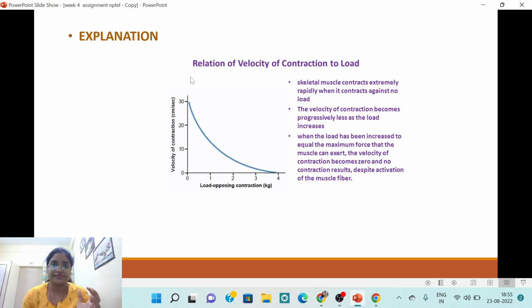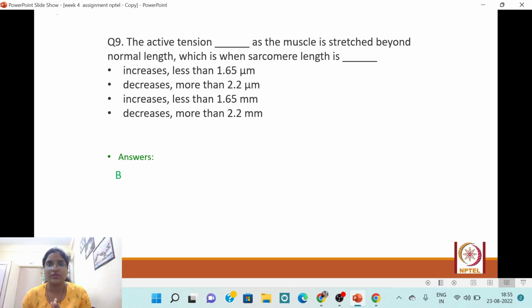Okay, these two components, velocity and load, are inversely proportional to each other. Inversely proportional means if one component is increasing, the other will decrease, right? If load increases, velocity of contraction will decrease. So when the load has increased equal to the maximum force, then the velocity of contraction will become zero and no contraction occurs even when your muscle fiber is activated. If you have put a load on your muscle which is equal to the maximum force that can be exerted by that muscle, it will stop contraction although the muscle fiber is activated. Okay, so we'll move on to the last question.